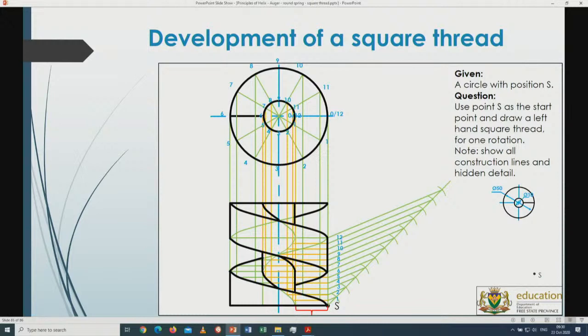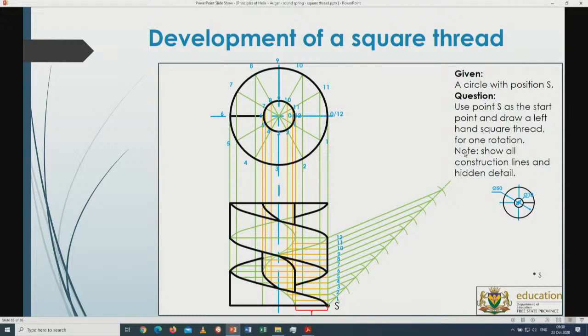Now, remember, let's quickly have a look. This is one rotation from there down to the top there. And then we have to end it off on that point. Right, so therefore, we have to end up the last part. So that's basically what it points out to you, why it goes higher than the pitch, because we have to end off the circle or the screw thread at that specific point.